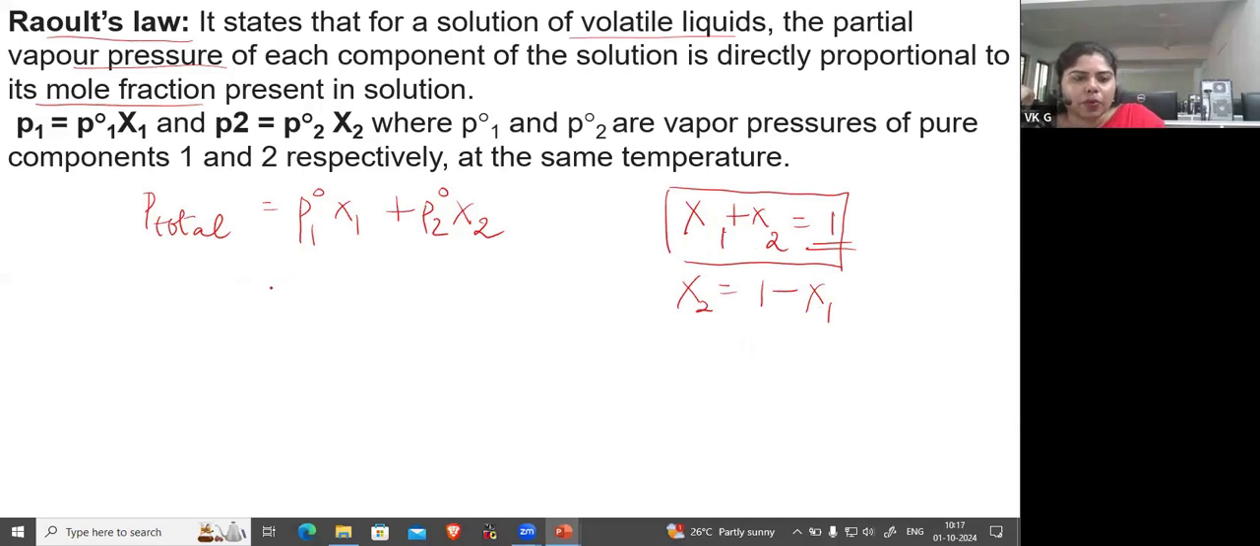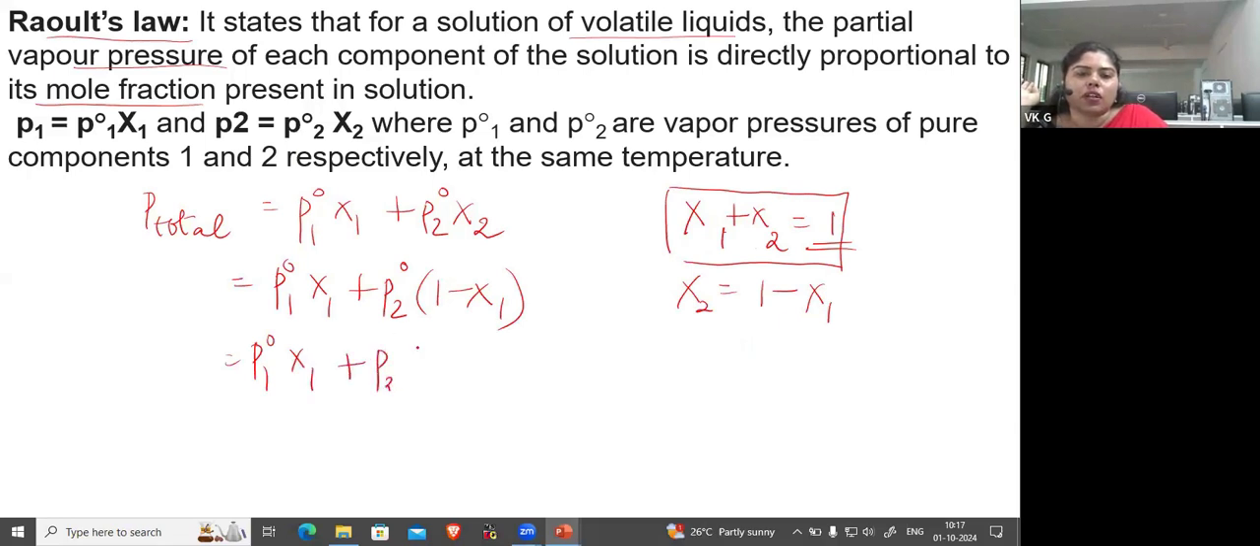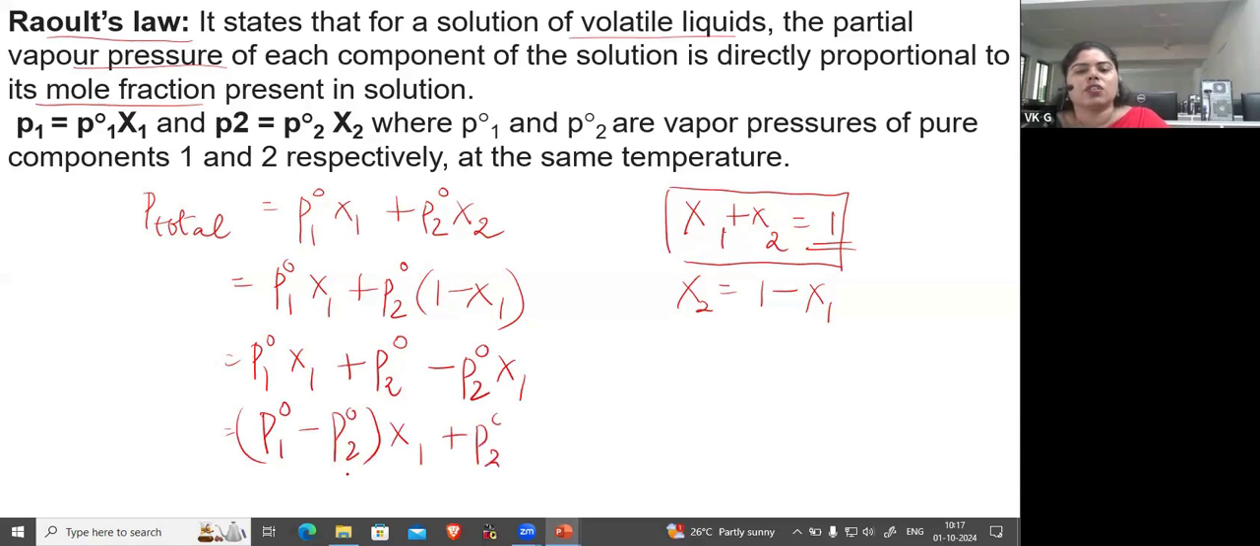So let me put it in this form. P1 naught x1 plus P2 naught. I want all terms in terms of x1. So what do we do? You put it as 1 minus x1. So if you are multiplying it inside, P1 naught x1 plus P2 naught minus P2 naught into x1. This will be the expression. Or if you still want to rearrange the x1 terms together, you have P1 naught minus P2 naught into x1 plus P2 naught will remain as it is. So this way also you can express Raoult's law.